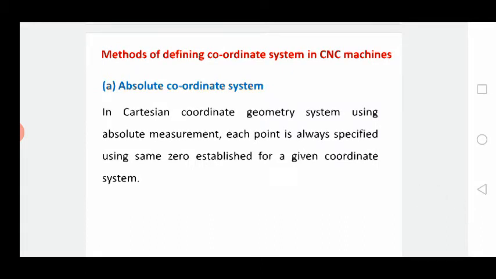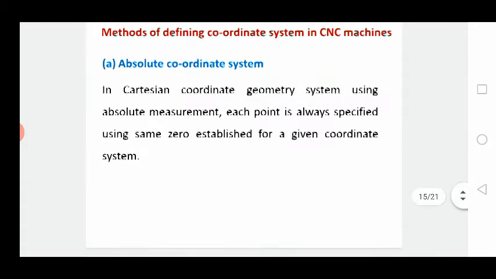The last is methods of defining a coordinate, the second point we need to discuss in this session. That is methods of defining coordinate system in CNC machines. Commonly we know this from long back, what all the types of coordinate systems we have. We have basically 2 types of coordinate systems. Among that, one is the absolute coordinate system.